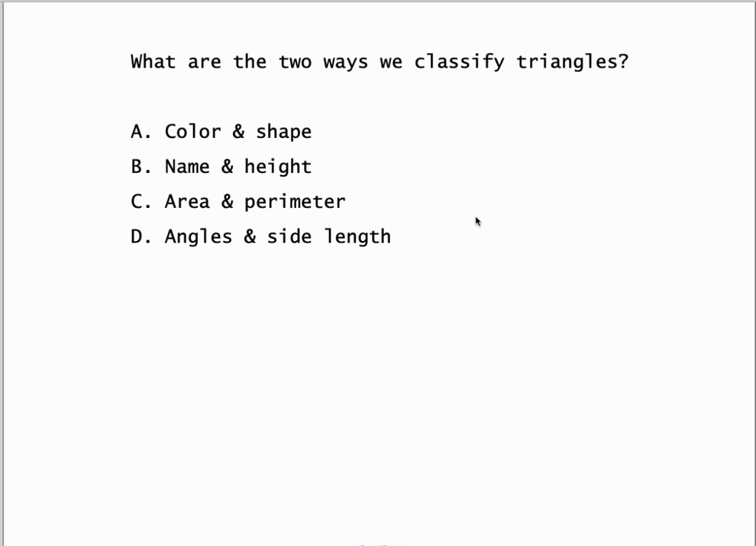What are the two ways we classify triangles? Is it A, color and shape, B, name and height, C, area and perimeter, or D, angles and side length?